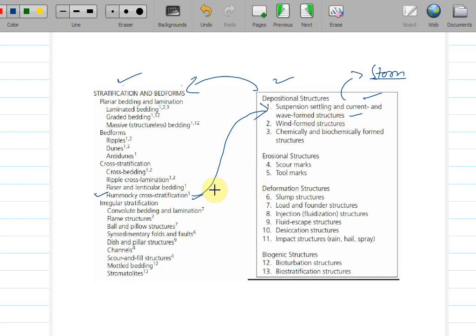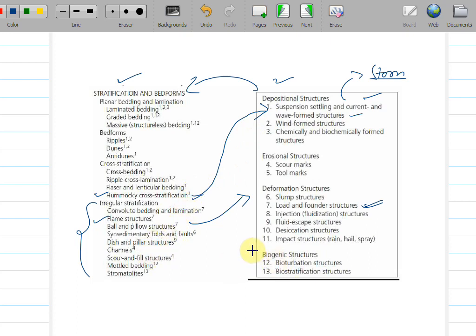So this we have discussed. The rest of the structures we will discuss in this video, and most of these structures are irregular type of structures, and some of them are deformational structures. For example, flame structure is a type of load and flow structure. तो इसके बारे में हम बात करेंगे इस वीडियो में, okay.